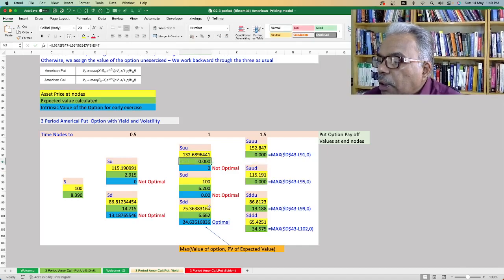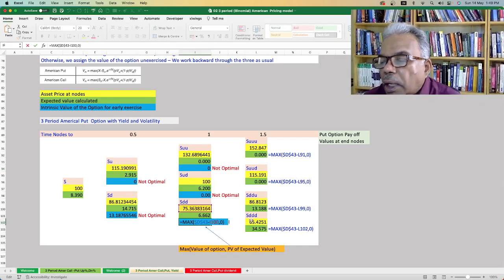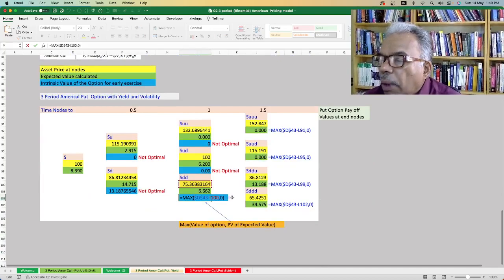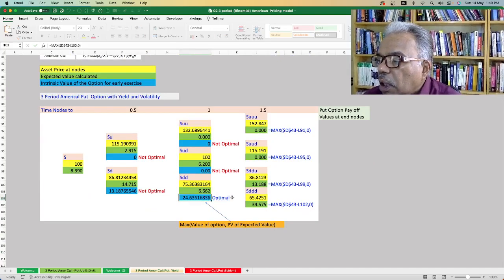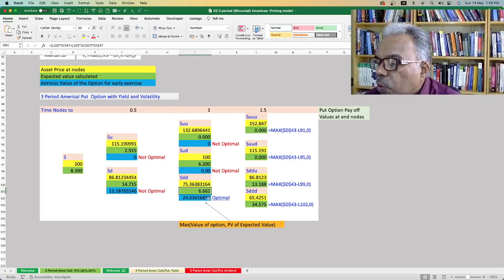So we calculate that. Then, since it is an American option, we have to look into whether we can exercise early by calculating the maximum of the strike price minus the node value. If you examine the last one, we get the maximum of the strike price 100 minus 75.36, and that means 24.63 is more than 6.62. So we can exercise the option early here.